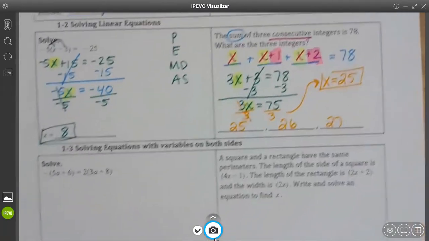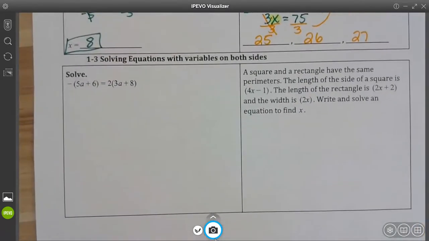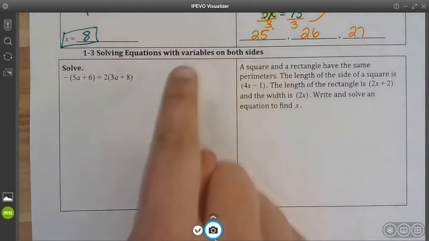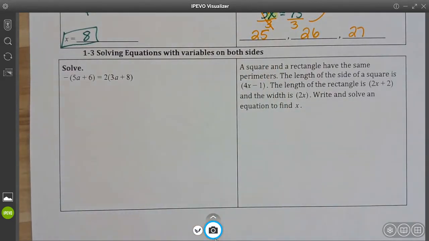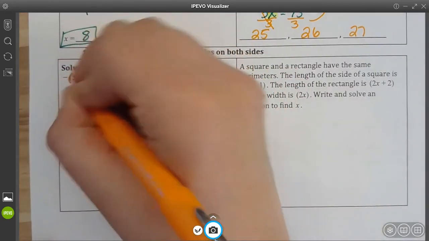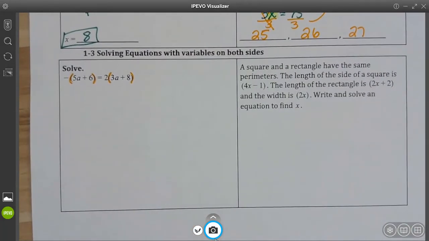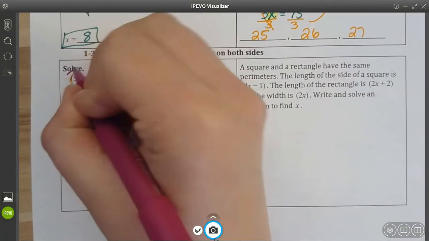Section 1.3, same deal here, except for now we're going to have variables on both sides of our equal sign, which just makes our problem a little bit more challenging. The first thing we need to do whenever we see a set of parentheses in our problem is distribute. And lucky for us, we got to distribute on both sides of our equation.